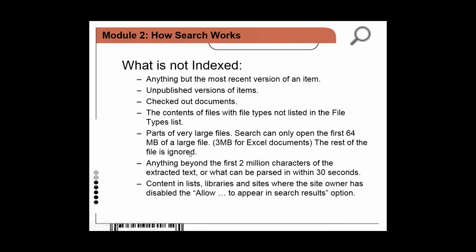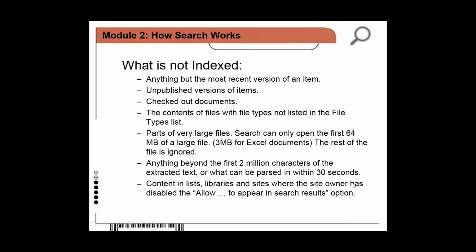That's for performance purposes. We have a lot of content to crawl. It takes a long time to do it, so they put in some restrictions. Anything beyond the first 2 million characters, 2 megabytes of the extracted text. Now that means ignoring the pictures and the charts and all of the artwork, only extract the text.